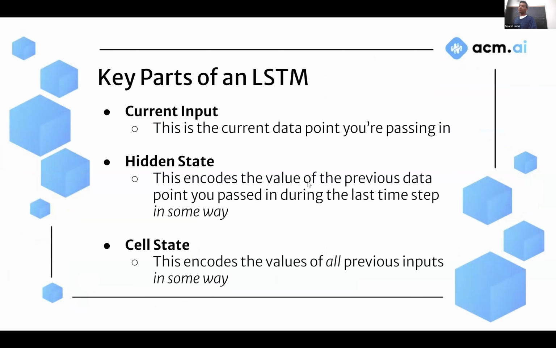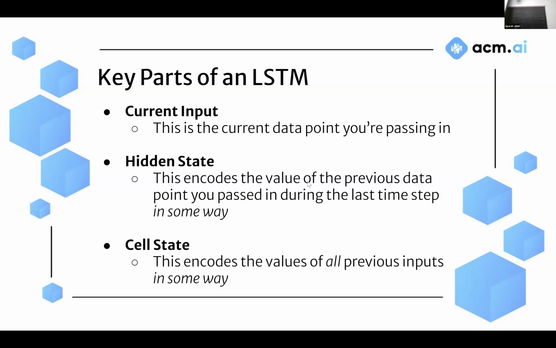Okay. So some key parts of an LSTM. One is its current input. You have an input, put it through the LSTM, then it has an output. Then you take the output of your LSTM, and it becomes one of the inputs to the next run through your LSTM. In addition to that, you have a hidden state. This encodes the previous data, and this is just an output of the LSTM. It encodes the previous data that you had in your previous time step. And finally, the most important thing is your cell state.